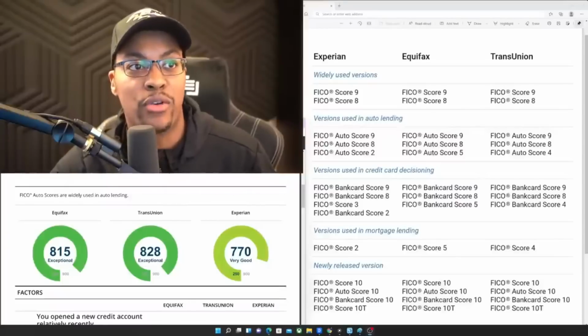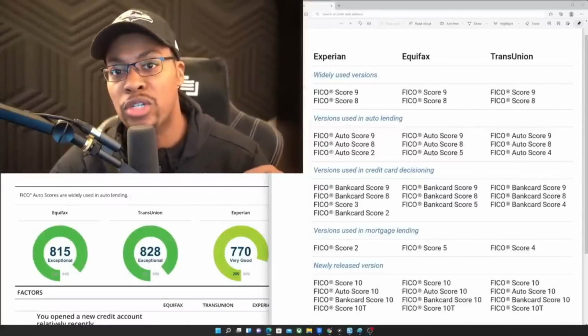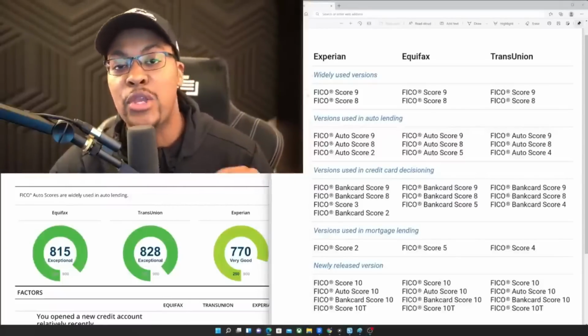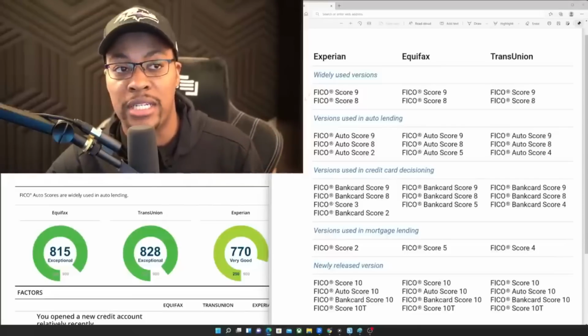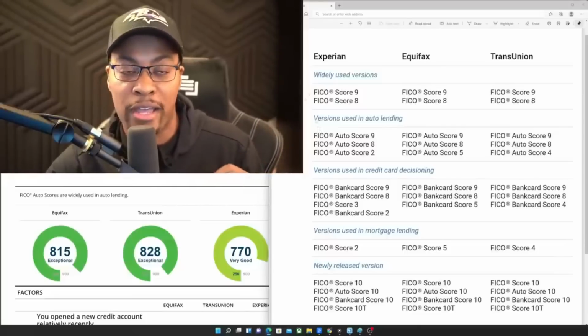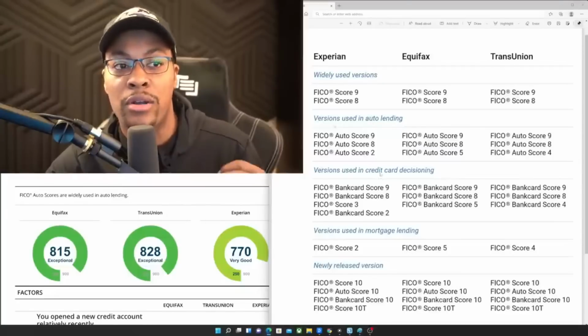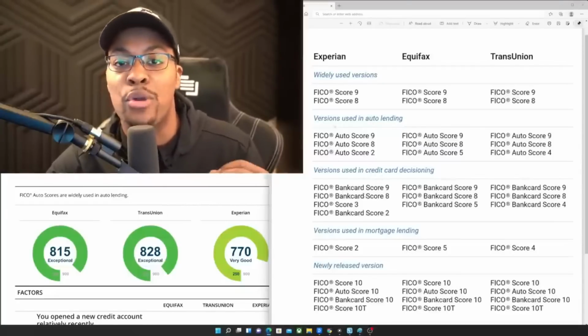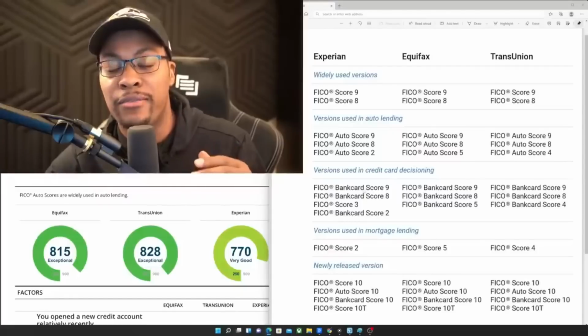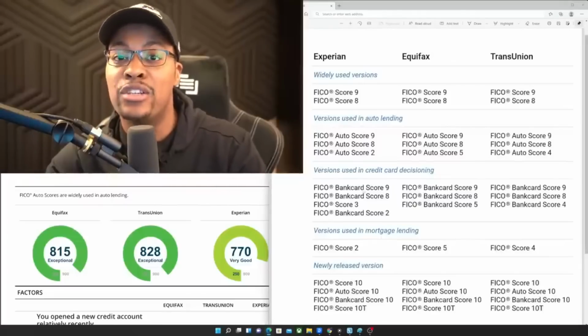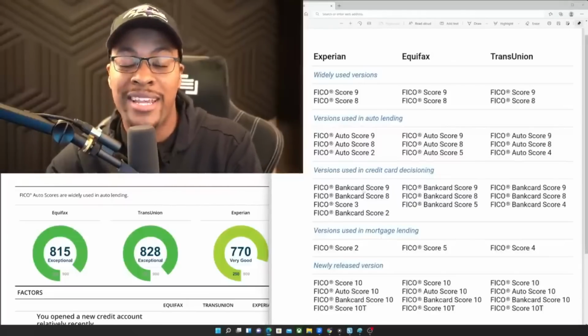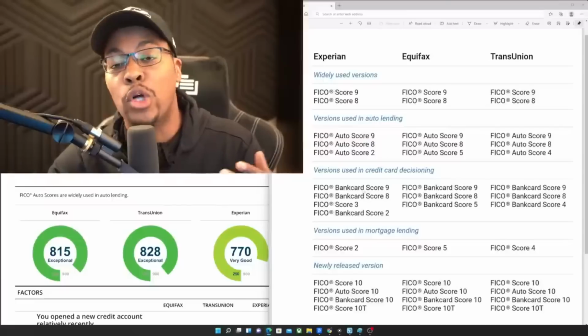All right, so let's just recap real quick. So you have the most widely used versions, your FICO 9 and your FICO 8. Now you have 3 different FICO 8s and 3 different FICO 9s, each of which feeds in data from the 3 major credit reporting agencies. You also have some of these specialty FICO scores like the auto lending as well as the credit card decisioning. So your auto score as well as your bank card score. So these are going to be different types of FICO score models depending on the types of accounts that you're applying for. So if you're applying for auto loans, then lenders may use the auto score. If you're applying for credit cards, they may use the bank card scores. And you also have your mortgage scores.